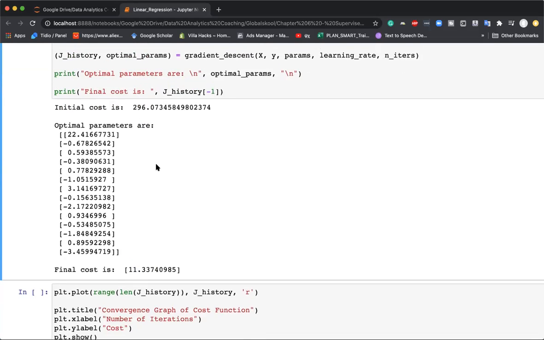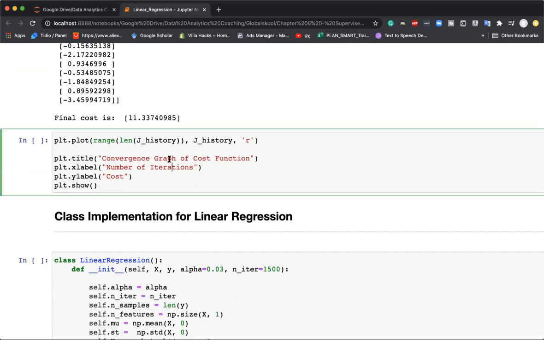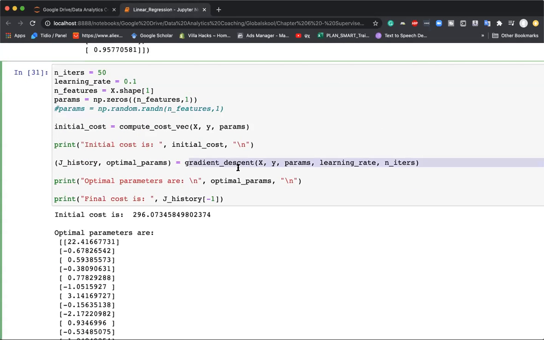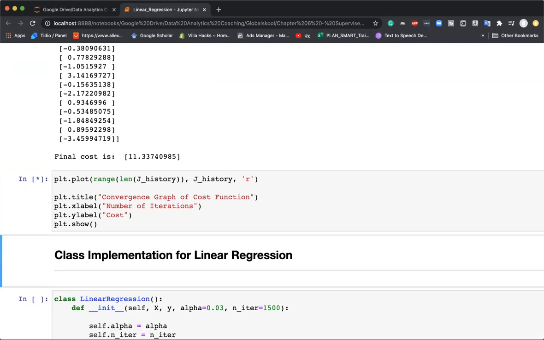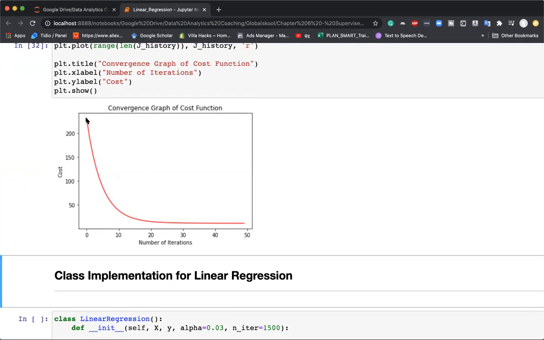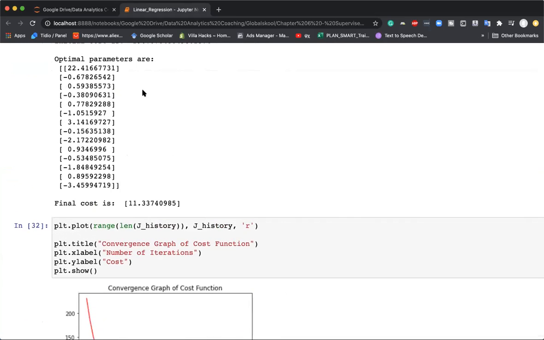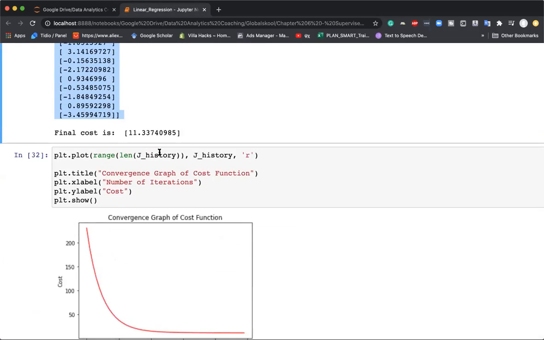Let us view how our cost function is changing. Since we stored our cost function in gradient descent, we can get that cost function in J history, and we can plot that J history using matplotlib's line plot. And when we do that, we can see that this is our cost. We started with a high cost of 296, and over multiple iterations, we have reduced our cost to somewhere near 30 or 40 iterations. We have reduced our cost to 11, and we can see our cost does not go any further down. That means that we have actually trained our model, and these weights represent our final answers.